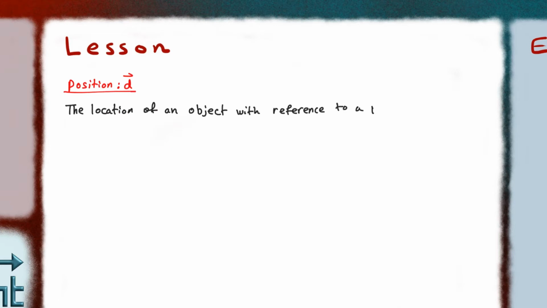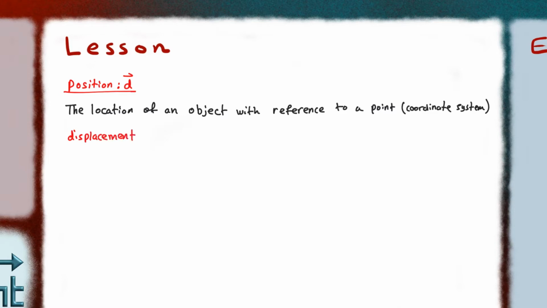Let's start with some definitions. Position is often denoted by letter D with an arrow because it is a vector quantity. It's a location of an object with reference to a point, and we often use the coordinate system, the origin of it, for that point.